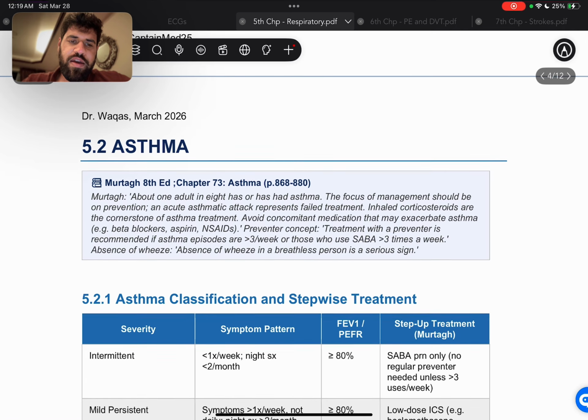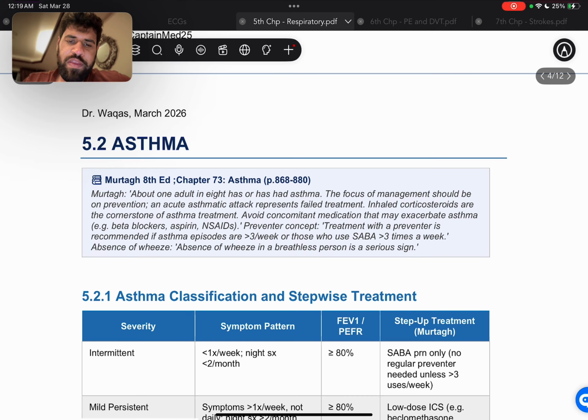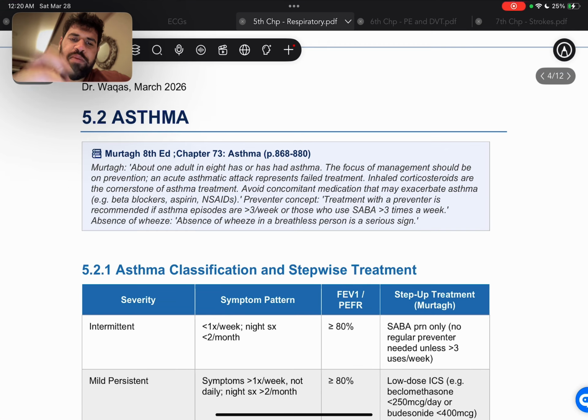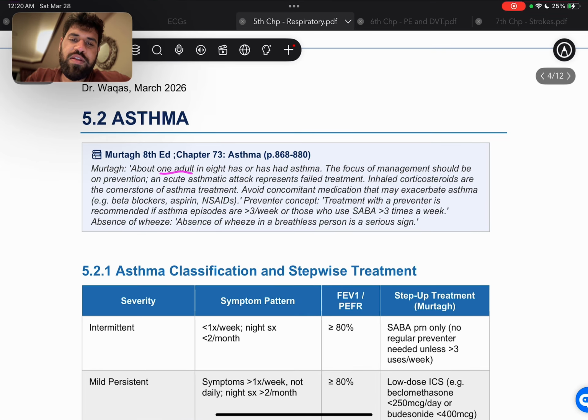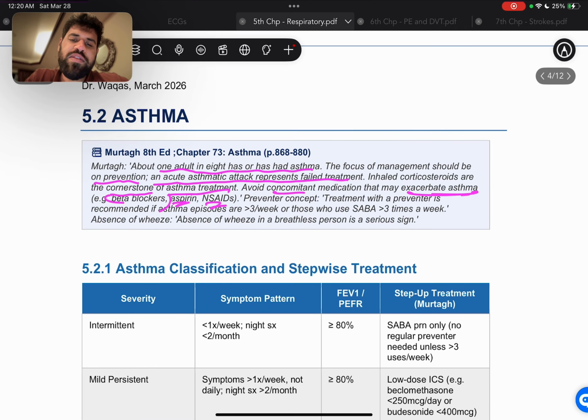All right, now moving on to asthma. John Murtagh says that 1 adult in 8 has had asthma. The focus of management should be on prevention. An acute asthmatic attack represents failed treatment. All right. Inhaled corticosteroids are the cornerstone of asthma treatment. Avoid concomitant medication that may exacerbate asthma, such as beta blockers. So beta blockers are contraindicated in asthmatics. Aspirin, we don't give them. NSAIDs, we don't.